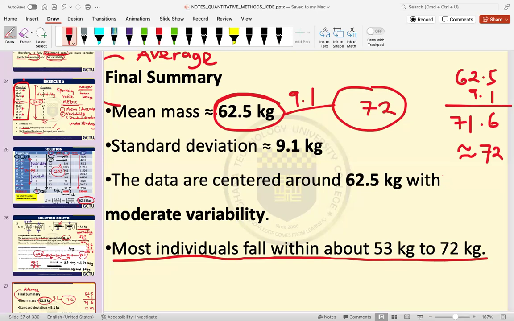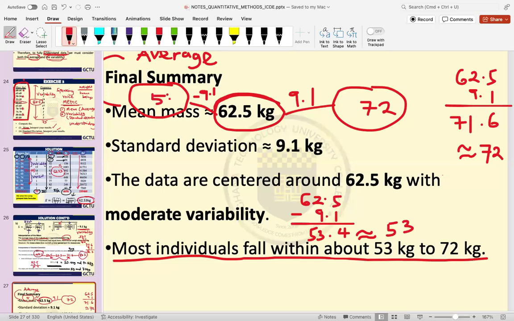And then when we're coming to the left-hand side, we do the same thing. This time we are going to subtract 9.1 because we are coming to the left. And we did 62.5 minus 9.1, and then we had 53.4, which when you approximate to the nearest whole number, you have what? 53. So it means that you have 53 on the left.